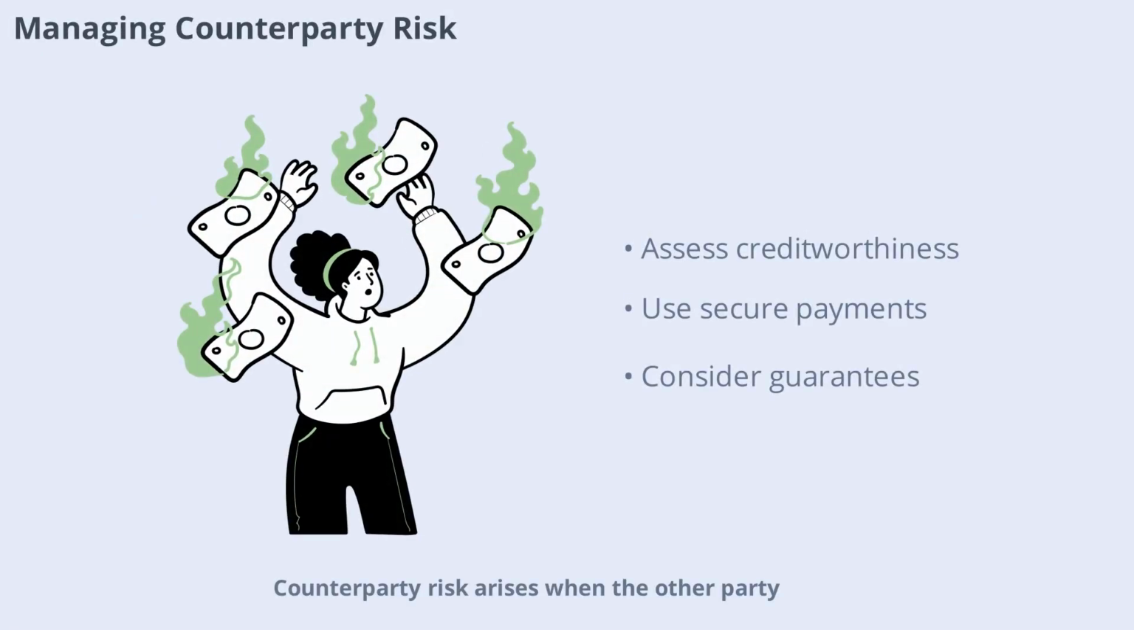Counterparty risk arises when the other party in a transaction fails to meet their obligations. In international business, this risk is heightened by distance, legal differences, and limited information. Companies should assess the creditworthiness of counterparties, use secure payment methods, and consider guarantees or collateral. By managing counterparty risk, businesses can protect themselves from unexpected losses.